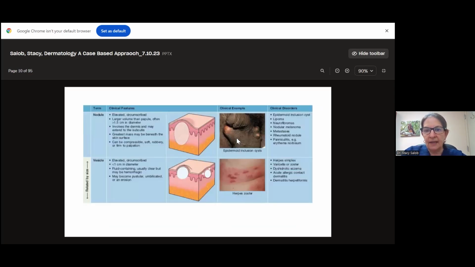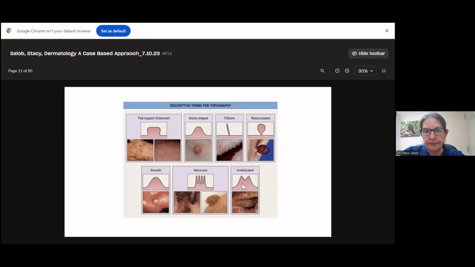Deeper things like these cysts, these are epidermal inclusion cysts, would be nodules. And blisters, like you might see grouped little blisters in a herpes infection, such as herpes zoster.